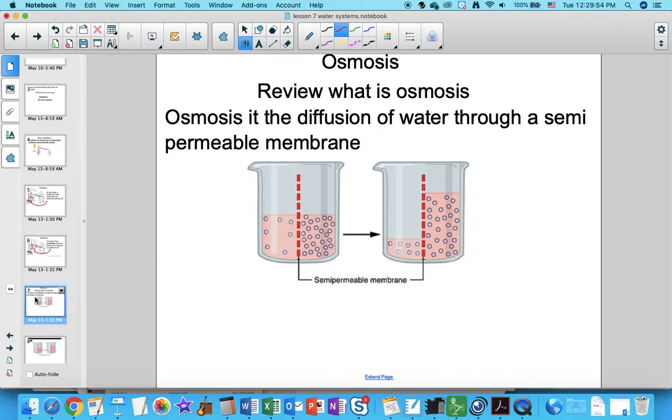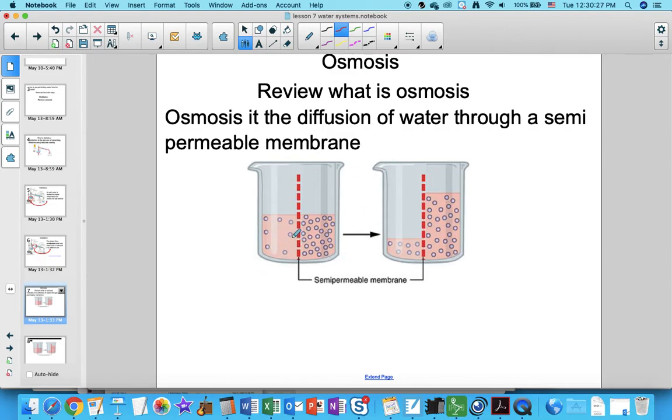Osmosis is the process of diffusion, the diffusion of water through a semi-permeable membrane. Right? And so if you recall from when we talked about biology, we talked about diffusion and osmosis. And diffusion is the movement from high concentration to low concentration. Osmosis is the movement of water through a membrane from high concentration to low concentration.